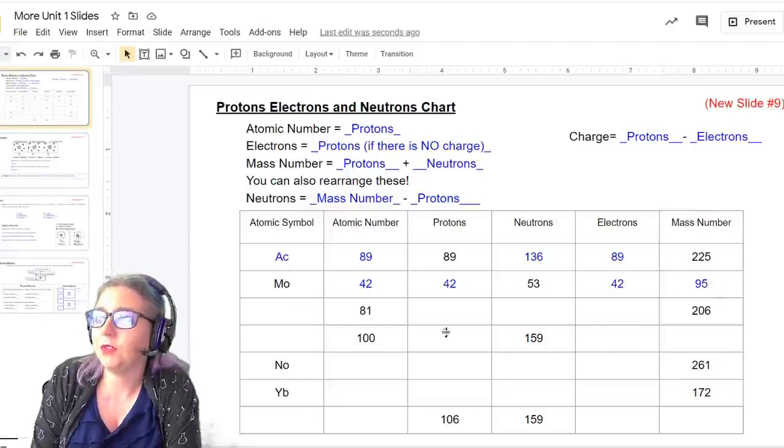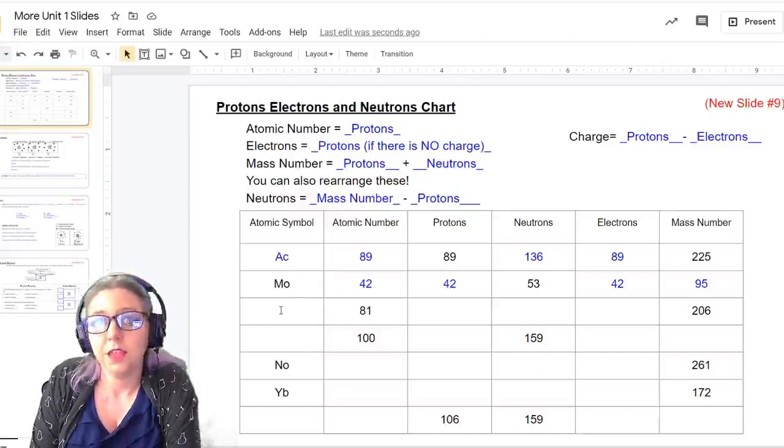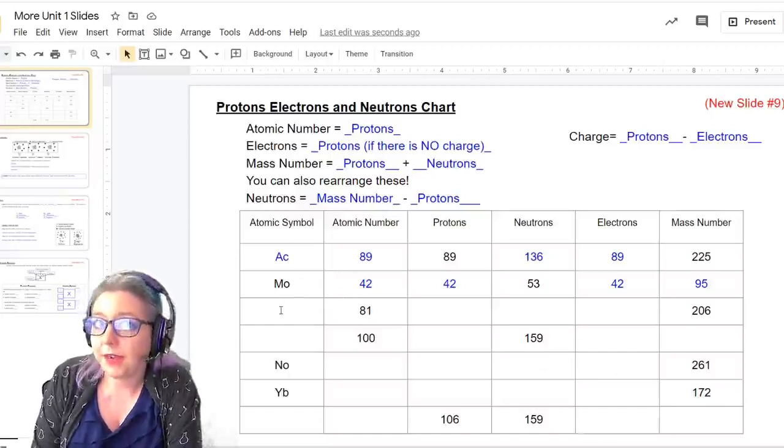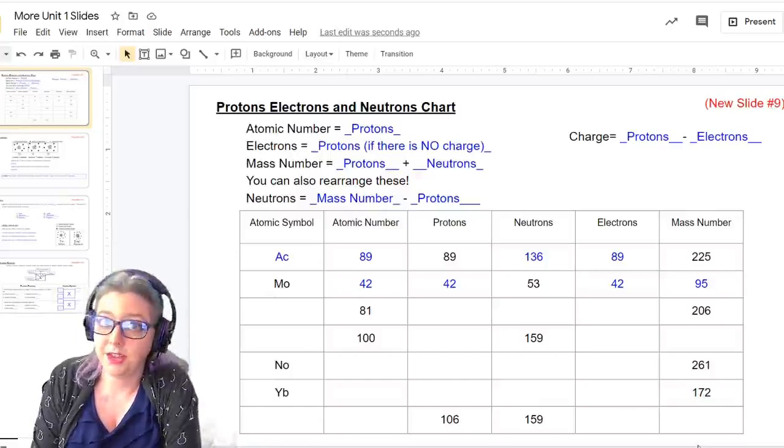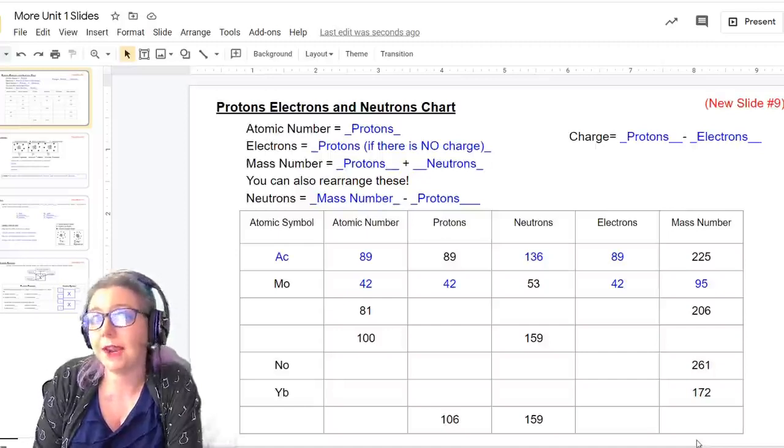Now, when I post these on our Canvas classroom, I will have the rest of the answers here. This is up to you. If you feel like you need more practice, then I encourage you to finish filling this out. But this is your notes. You're in honors chemistry now, and part of being an honor student is recognizing when you need more practice. So I'm leaving it up to you that if you feel you need more practice, I'm providing that for you.